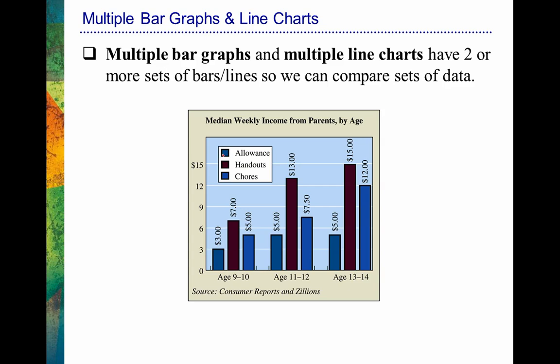You can see it's a little bit difficult to tell a difference between the bar for allowance and chores. It looks like this is the one for chores on the right of each grouping. So we can see that the allowance is going up, although it stays the same from 11 and 12 to 13 and 14. We can definitely see handouts, the extra money that these kids are getting from their parents, is increasing over those ages. And the amount of money they're getting from chores is increasing as well. So they're doing more work, they're becoming more productive. Bottom line is we had 3 sets of data there, and it's represented in this one graph. So this is a multiple bar graph.